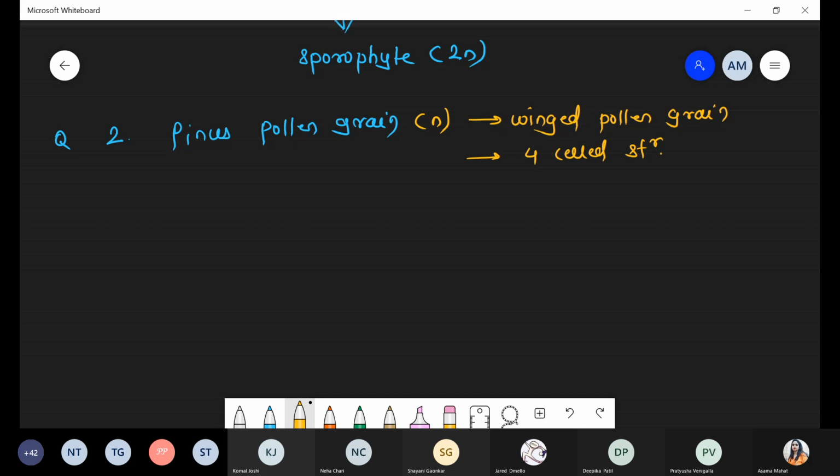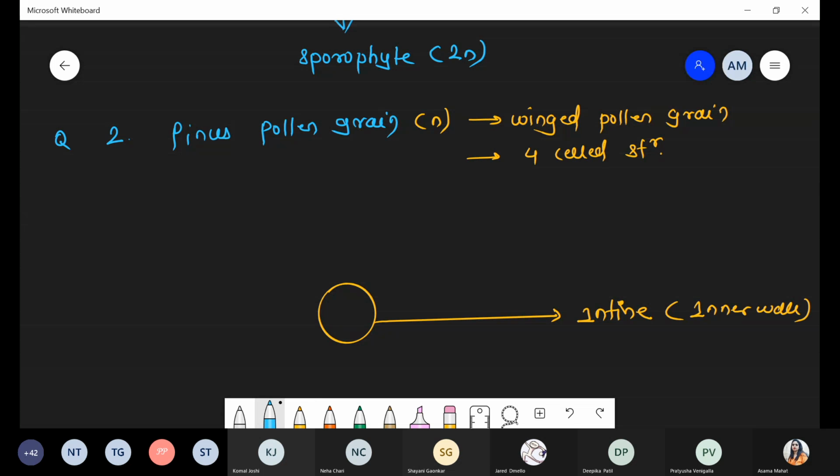Next batch. Okay. So suppose meiosis is done, everything is done. Now there is a formation of the pollen grain. This pollen grain has two walls. The inner wall is called the intine. Intine means inner wall. Now, in the case of the Pinus pollen grain, there is a presence of the exine layer also, and this exine layer gives a wing-like appearance.